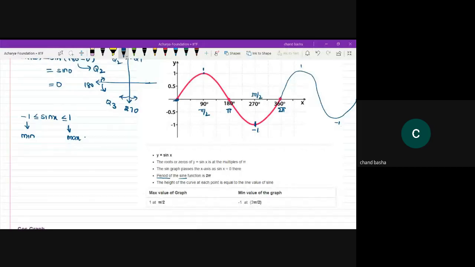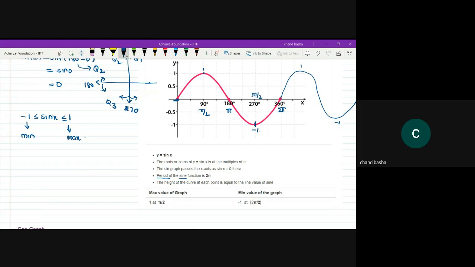Now you can ask your doubts, guys, from this concept. Any doubt regarding sine? Ritvik. Sir, what is 2 pi?